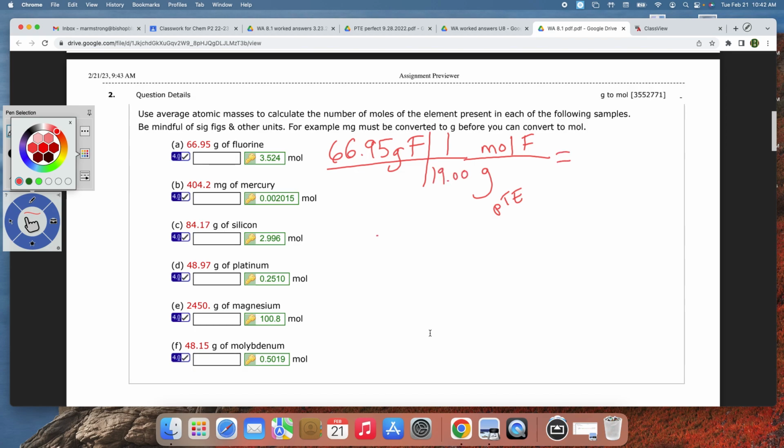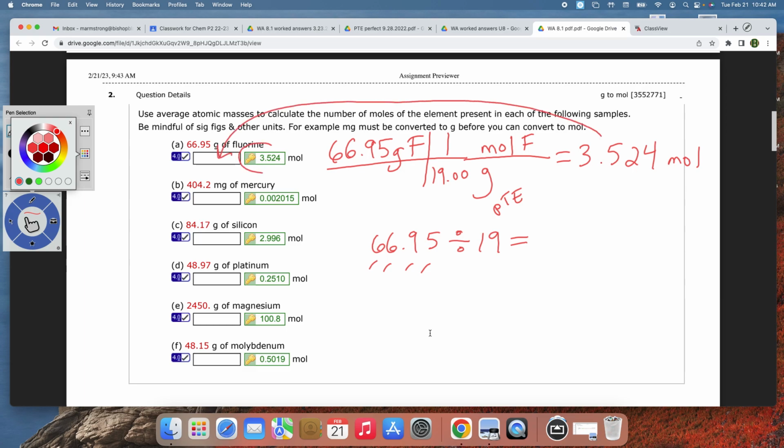And then you'll plug it in the calculator. It will be 66.95 divided by 19 equals a number. I'm ignoring that 1 on the top because when you multiply by 1, you still have the same number. I take my shortcuts when I can. So 66.95 divided by 19, I have to have 1, 2, 3, 4 sig figs, and my final answer is 3.524 moles. And you'll plug that number in there.